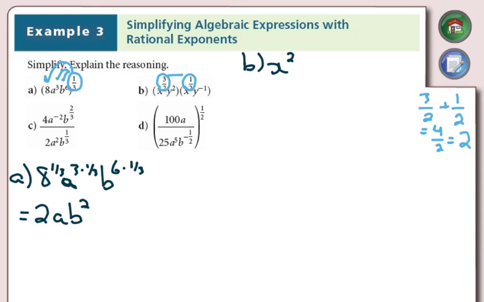Calculation's a little bit easier on the y. We have 2 plus -1, which would give us 1. So we'll just write y.